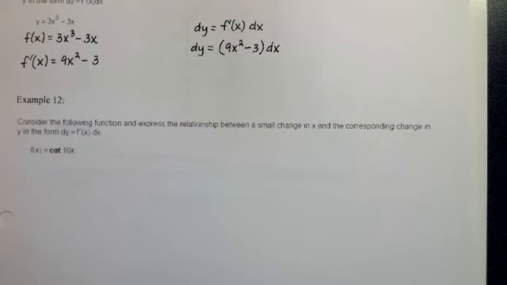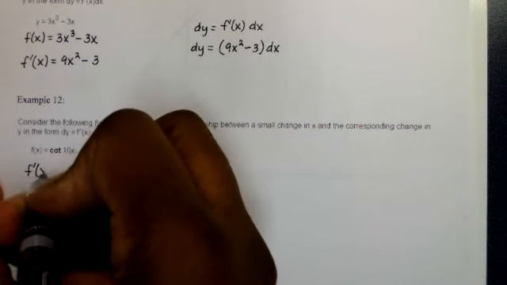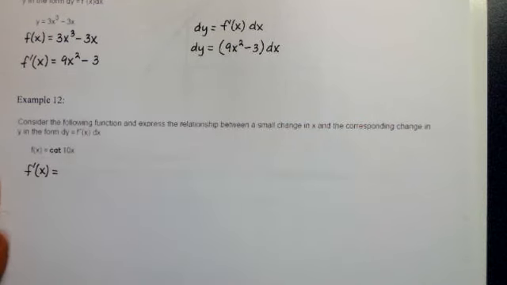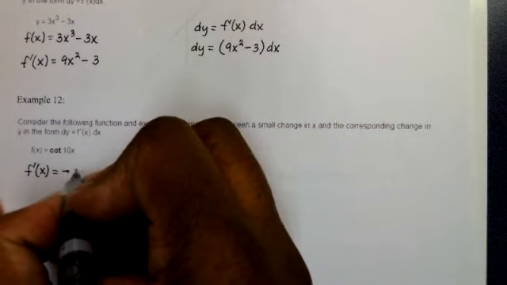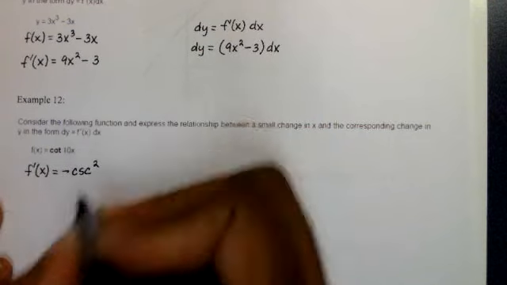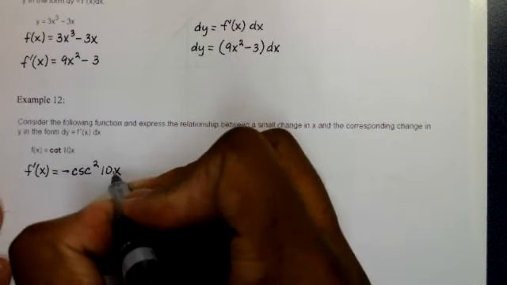And finally, example 12. Here we got f of x is equal to the cotangent of 10x. And we want to express this in the form of dy is equal to f prime of x dx. Well, let's take its derivative, f prime of x. The derivative of the cotangent, if you recall from one of your 6 trigonometric functions, the derivative of the cotangent is going to be negative cosecant squared of, in this case, 10x.